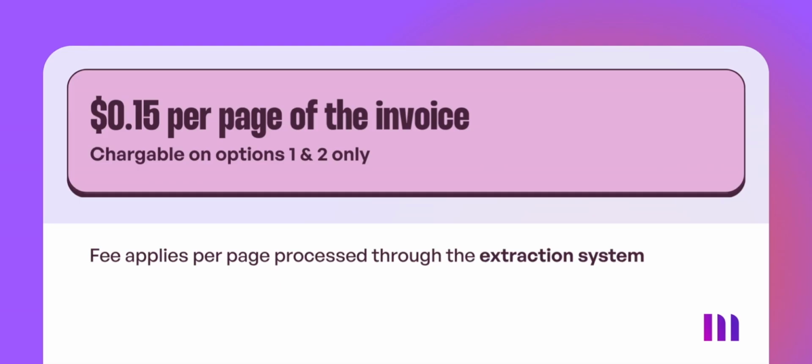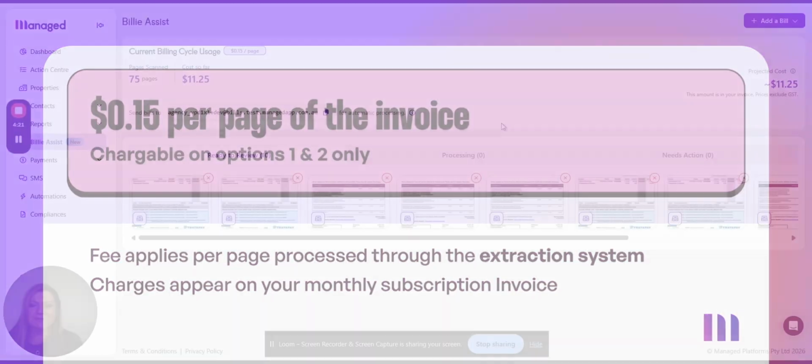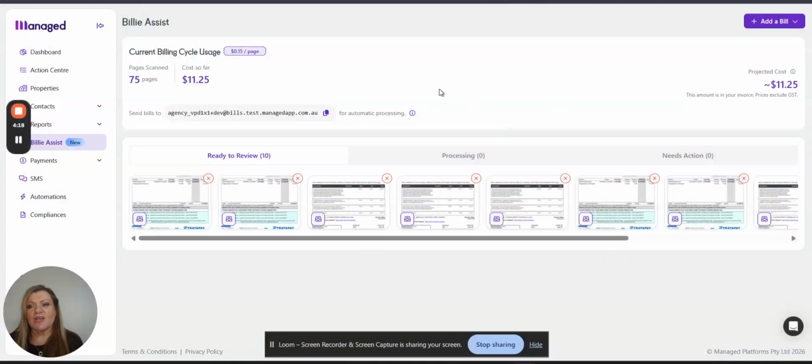All Billie Assist extraction fees are charged alongside your standard subscription fee at the end of the month as part of your normal billing cycle. So how can you see what you are charged? On your homepage, you can see here your current billing cycle. You can see the number of pages that you've scanned, your current costs, and your projected costs here on the right. So you can always see what it's costing you and what your estimated cost is for the month.